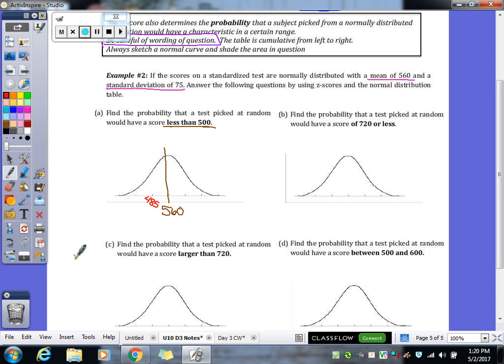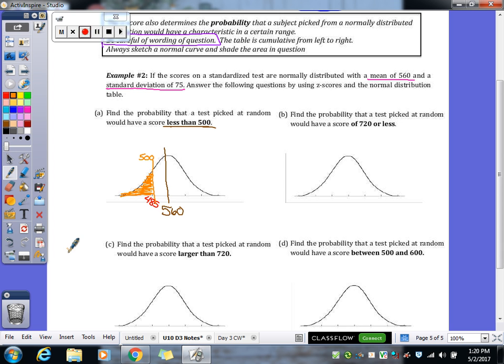485. So can we agree that 500 would fall between those two? Yeah. So we're just going to estimate. 500 would be approximately there. I put my number up on the top because they're all pretty close together under there. So we're looking for who scored less than 500. So we're looking for the percentile ranking, basically, of who scored less than 500.